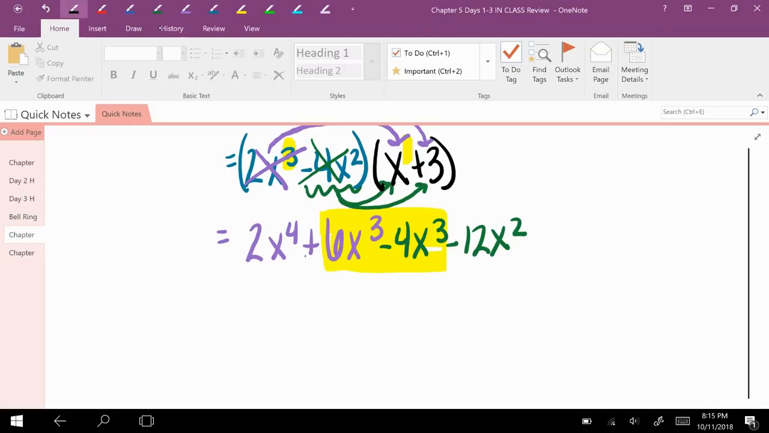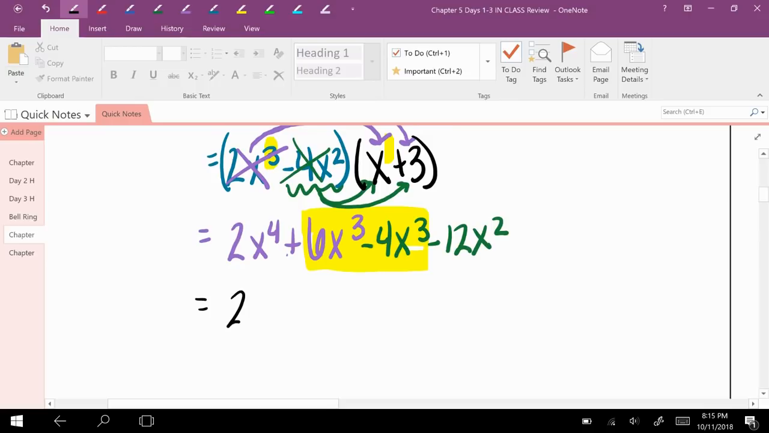They're like terms. So I'm going to bring down my 2x to the 4th. And when you add these together, which in this case we're subtracting, 6 minus 4 gets me 2. That x cubed just comes down.